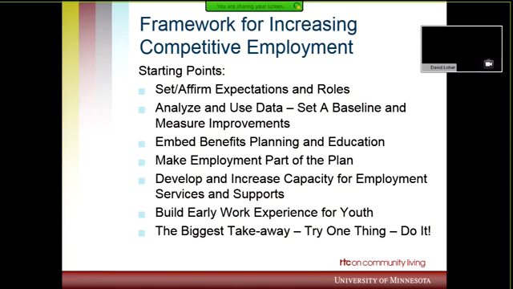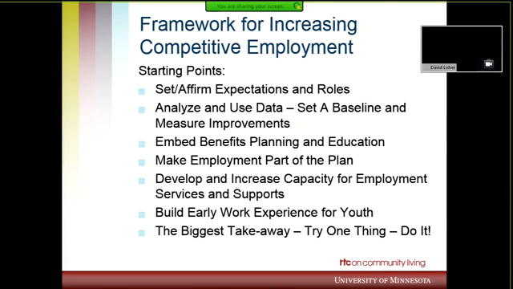Making employment a part of the plan. There are many times employment is talked about, but it's not a part of the plan. It's not a part of the person's plan. It's not a part of our agency or the system's plan. And developing and increasing capacity for employment services and supports. We know that we need to look at new ways of supporting and providing services that help people to find and keep jobs. And we also know we want to increase our capacity.